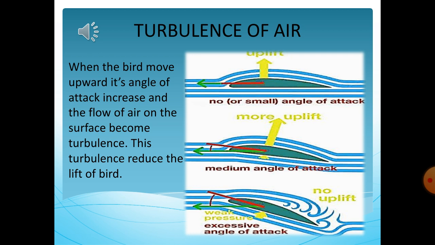The turbulence of air. When the bird moves upwards, its angle of attack increases. What is angle of attack? Angle of attack is the angle between the incoming air and the lifting wing of the bird. When the angle of attack increases, the incoming air becomes turbulent, and this turbulent air reduces the lifting of birds.